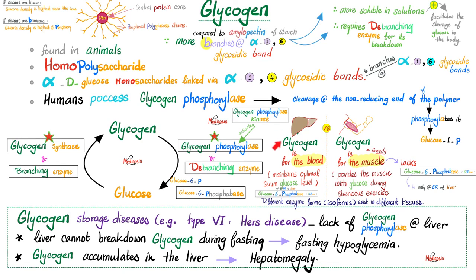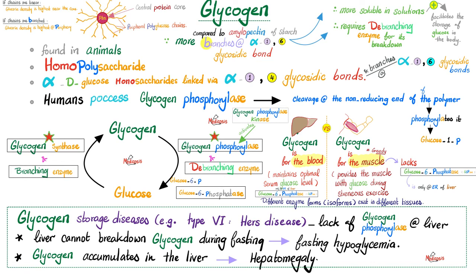Put differently, the liver is altruistic, but the muscle is egotistic. The liver's glycogen will give glucose to every organ, but the muscle's glycogen gives energy only for the muscle. Greedy. And that's why in type 1 glycogen storage disease, Von Gierke's, the patient suffers from what? Fasting hypoglycemia. Because now the liver lacks this enzyme and cannot provide us with glucose for the blood. So during fasting, the patient suffers from low glucose in the blood.